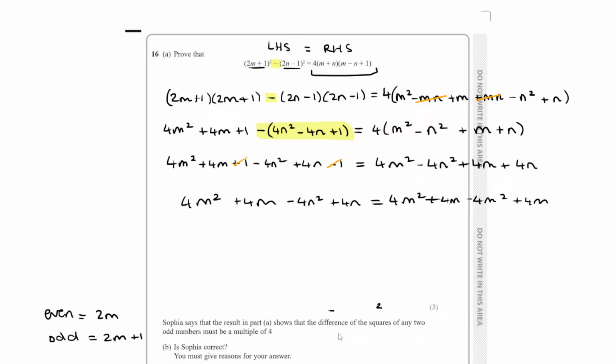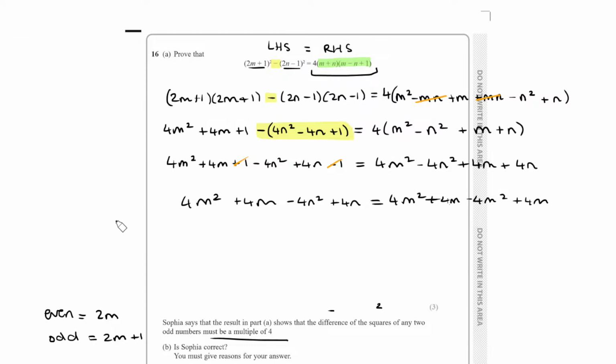So that's what she's saying, shows that the difference of the squares of any two odd numbers must be a multiple of 4. So this bit's the right hand side. It doesn't matter. I get my highlighter. I literally don't care what's in these brackets, right? I don't care what's in the brackets, because if I then multiply all of it by 4, it's a multiple of 4 by definition, isn't it? It doesn't matter what's in the brackets. If you factorize out 4, in this case they've got 4 on the outside, it's a multiple of 4.